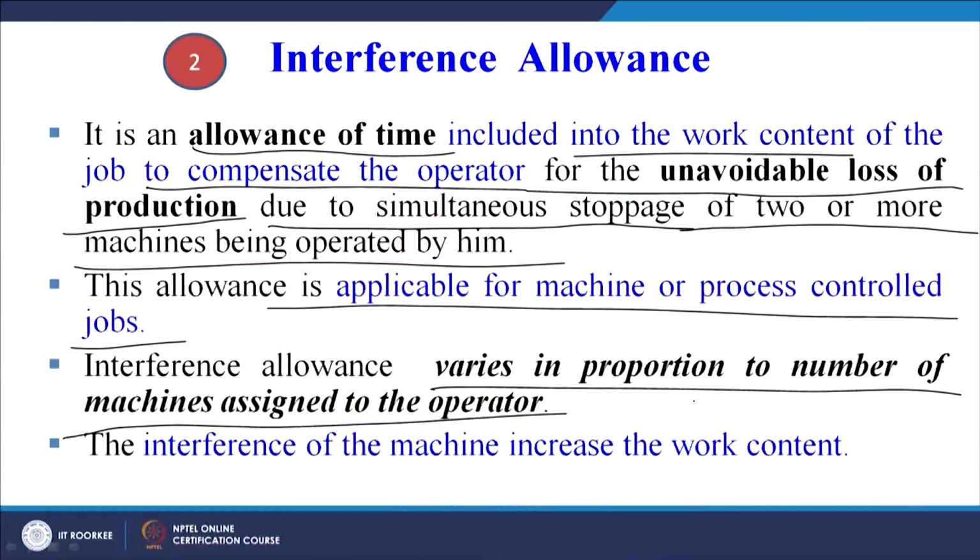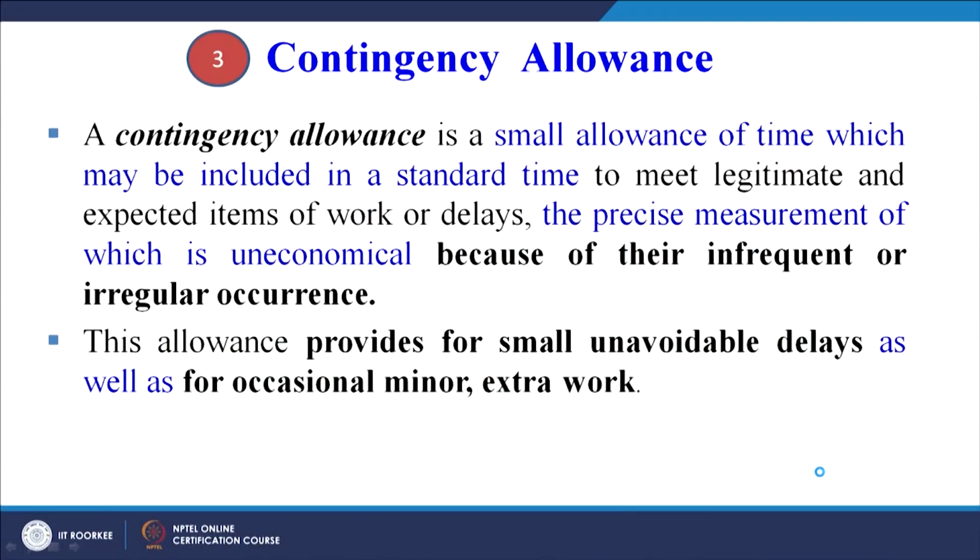So the interference allowance is roughly proportional to the number of machines being operated, or the number of machines assigned to the operator. The interference of the machine increases the work content, which we have already discussed in our previous sessions. The third one is the contingency allowance. We have seen the relaxation allowance, which is further divided into two, the fixed allowances and the variable allowances. We have seen the interference allowance. Then there is a contingency allowance.